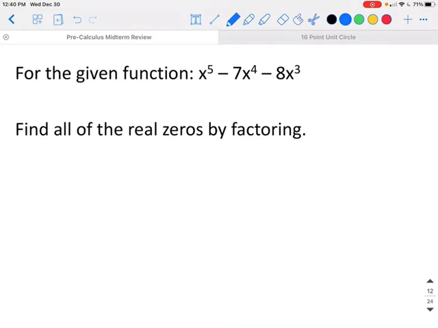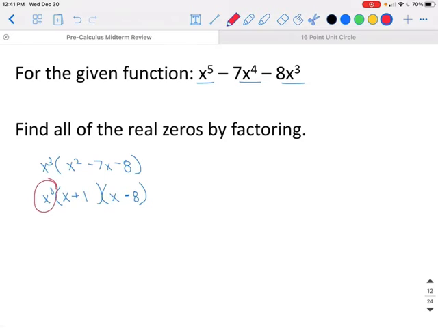We need to find all of the real zeros by factoring. Now, if you notice, you will see that each of them have x's attached, so we can factor some x's out before we start. We can actually factor out an x to the third power, which will leave us with x squared minus 7x minus 8. From here, we can factor again. What multiplies to get x squared is x and x. What multiplies to get a negative 8 that adds to get a negative 7 would be a positive 1 and a negative 8. Now, when you pull these out to find the answers, we know that this whole thing is equal to 0.